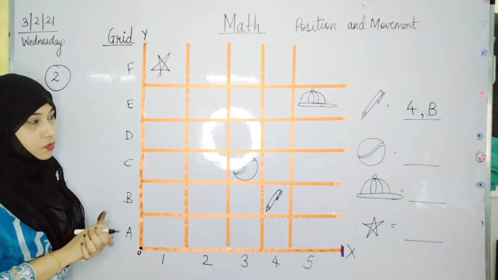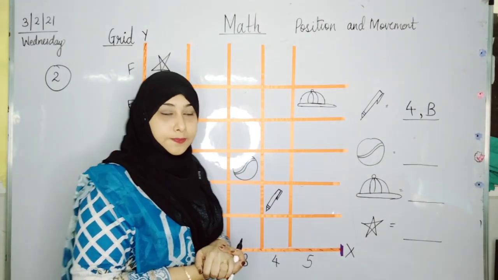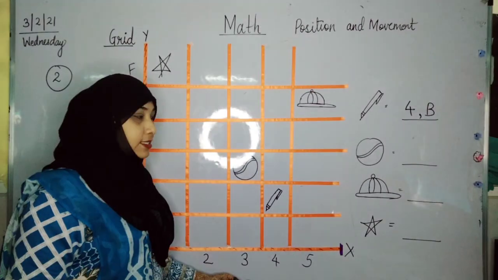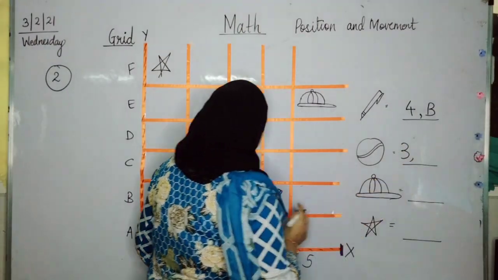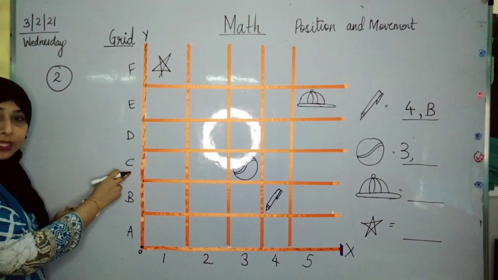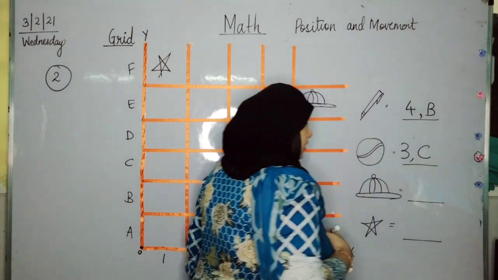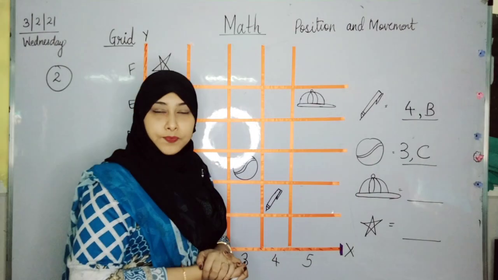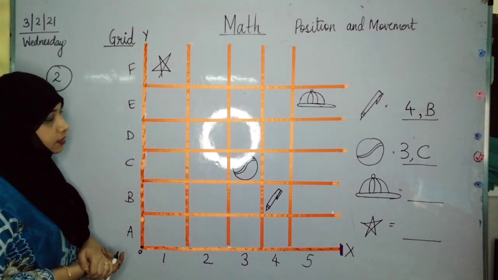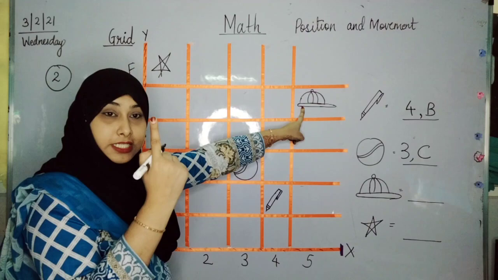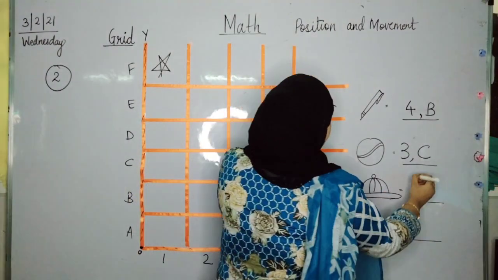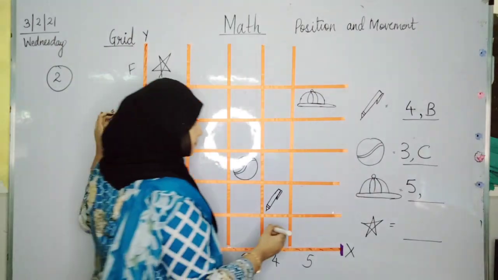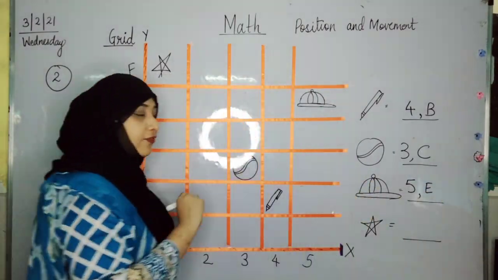Okay. Now the next one. We have to find the position of the ball. Can you all find it? What is the first thing that we do? We see the x-axis. So it is number 3. And for the y-axis, it is C. So the position of the ball is 3C. Okay. Now the third one. We have to find the position of the cap. Where is the cap? The cap is here. Now the first thing, we see the x-axis. So it is 5. And on the y-axis, we have E. So the position of the cap is 5E.